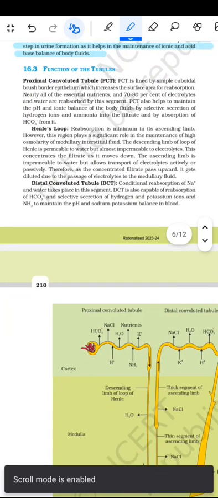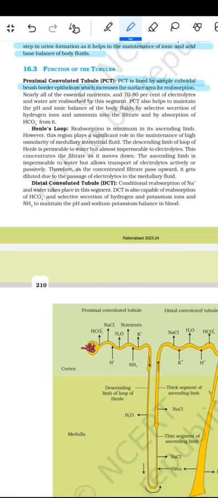Then comes the function of the tubule. PCT is lined by simple cuboidal brush border epithelium, which increases the surface area for reabsorption. Nearly all of the essential nutrients, and 70 to 80% of the electrolytes and water, are reabsorbed by this segment. PCT also helps to maintain the pH and the ionic balance of the body fluids by the selective secretion of hydrogen ions and ammonia into the filtrate and by the absorption of bicarbonate from it.